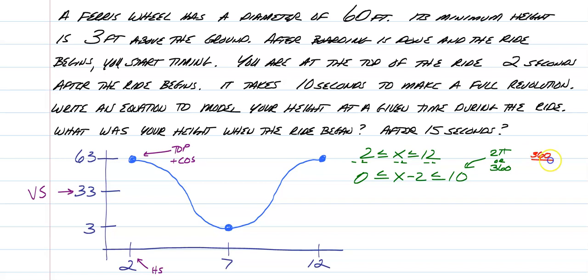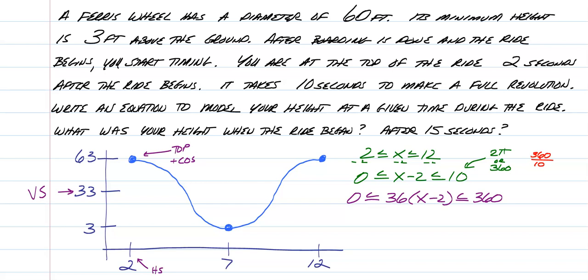So just take your 360 and divide it by 10, and you will get that your b value has to be 36. So your final equation for this part is 0 is less than or equal to 36 times (x minus 2), which is less than or equal to 360, which takes us back to 1 standard period for sine. So now all we have to do is put the equation together.